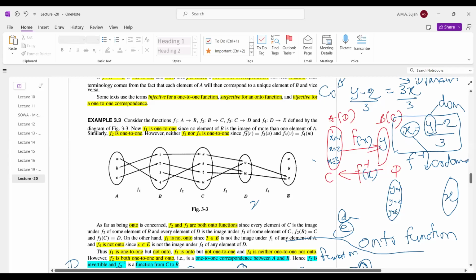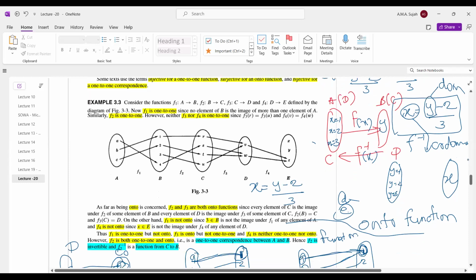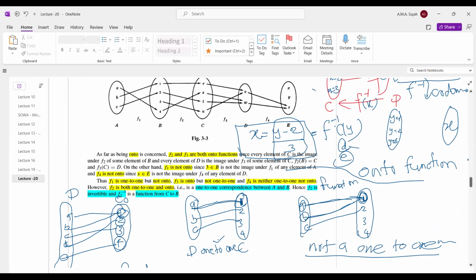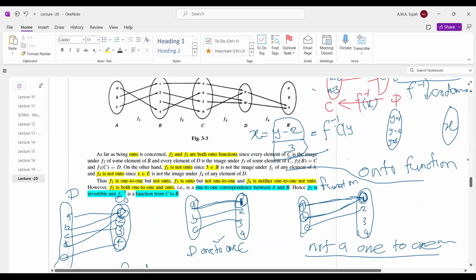Now I have an equation x is equal to y minus 2 over 3. So this is my inverse function, but we need to write it as f inverse of y. Why am I saying this? Previously f of x meant the variable is x. Now here the variable is y. So I can write f inverse of y is equal to y minus 2 over 3.